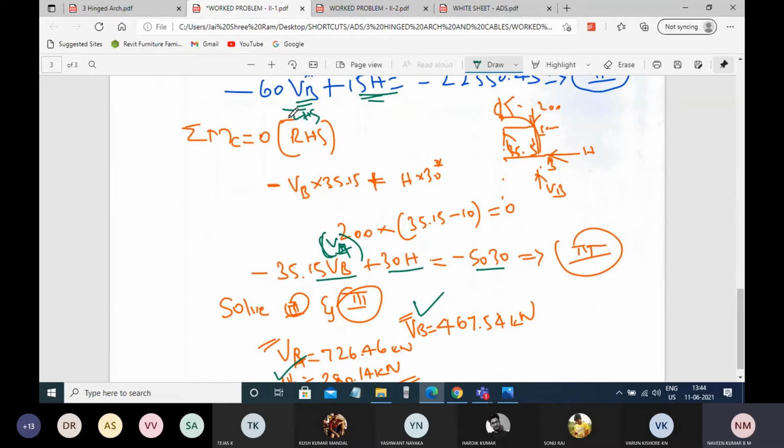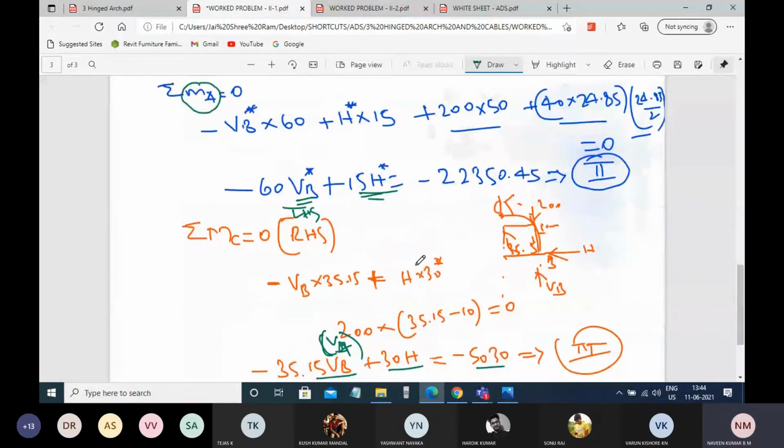If I consider LHS, then you'll get an unknown equation in terms of VA as well as H. So you cannot solve. So you should be very, very careful. Whether you take a moment about A, then you'll get the equation in terms of VB as well as H. So then, in the coming equation, you need to get in terms of VB as well as H only.